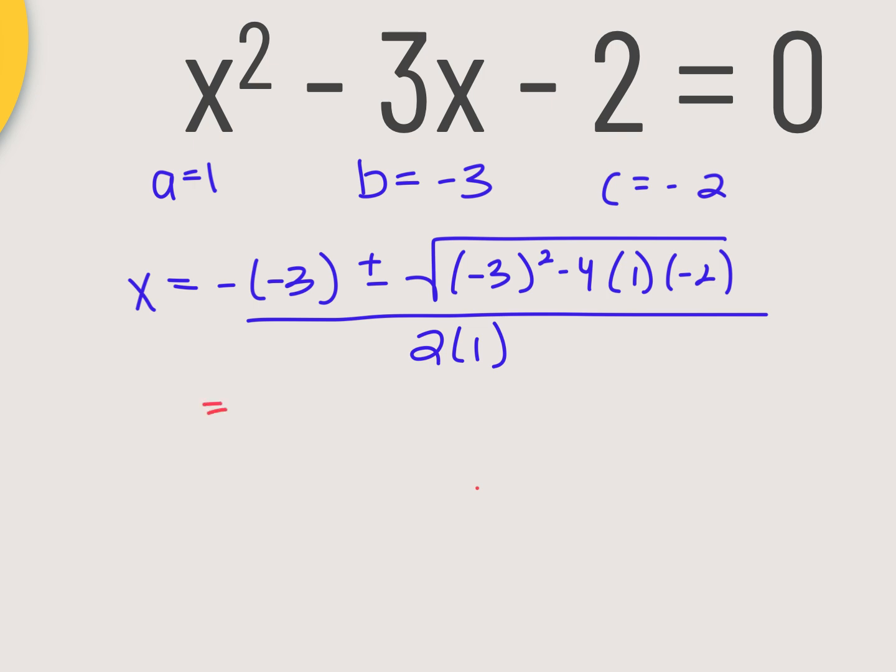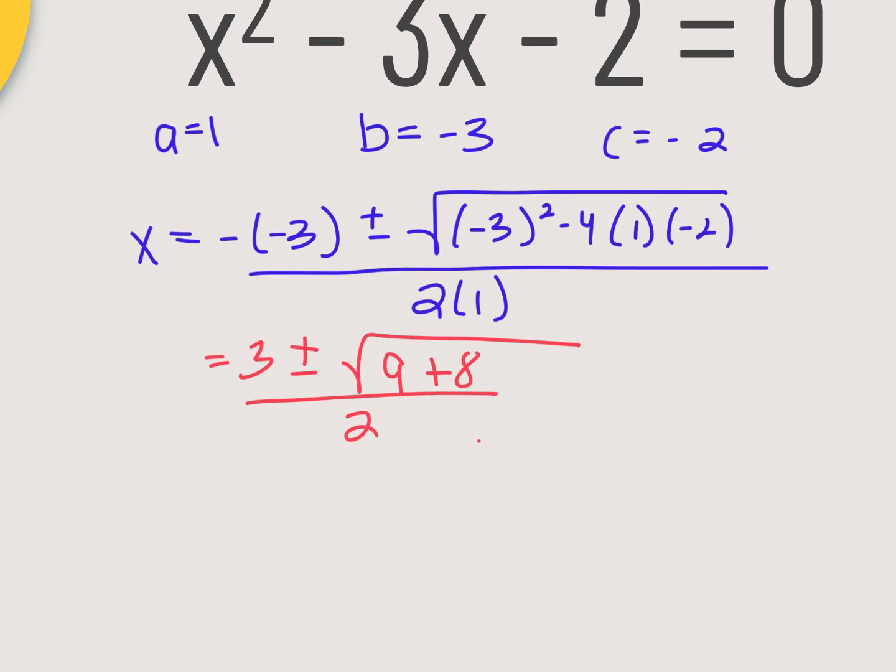Now when we simplify, guys, what's a -3? 3 plus or minus, what's -3 squared? 9. And you have -4 times 1 times -2. +8. Very good. All over 2 times 1 is 2. You guys agree? All right. So then I have 3 plus or minus, what is 9 plus 8? Square root of 17 over 2. From the formula, it's b squared minus 4ac.